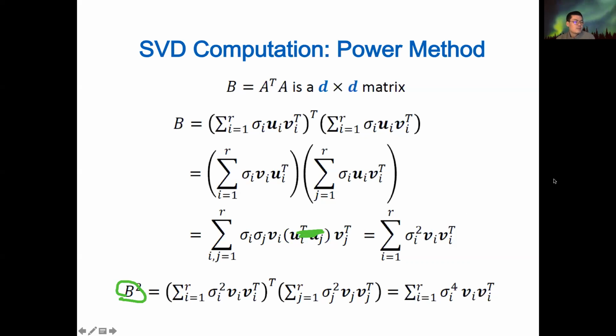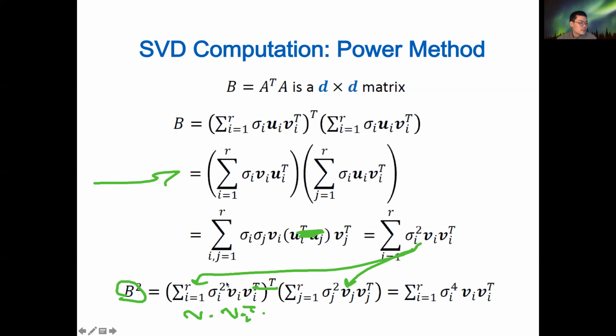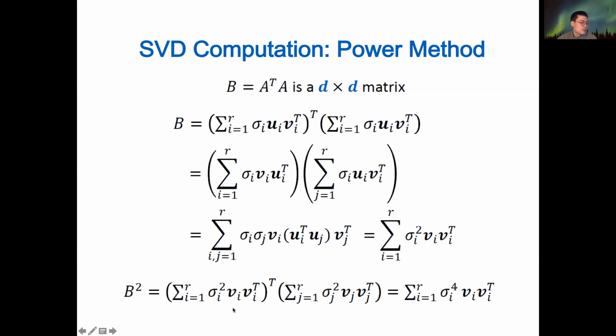Now let's consider B squared. We can put this B here and this B here, with a transpose. Based on the same reasoning as before, this is the V I V I transpose term. This term is basically symmetric: if you transpose this, it's still this. So this will give you, basically, it's like going from here to here.